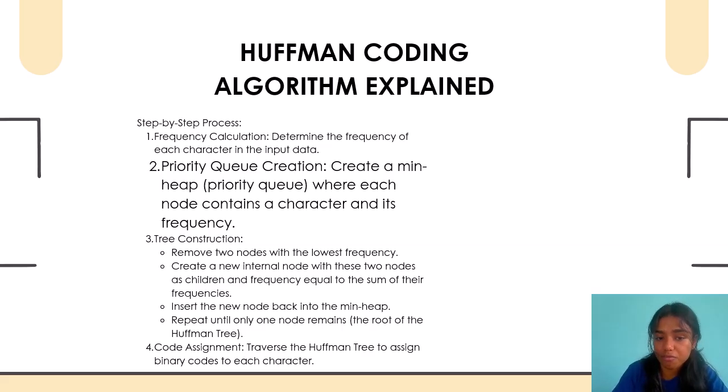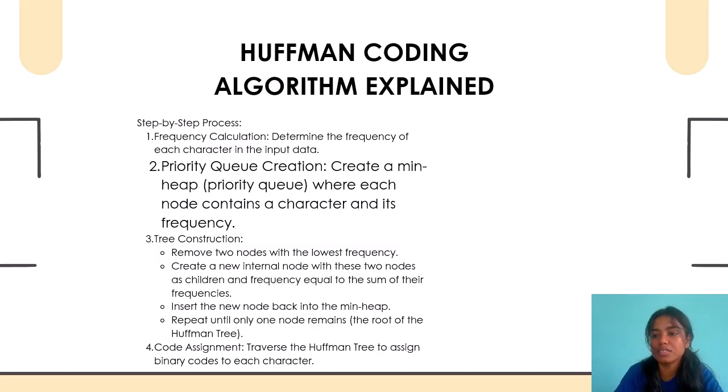Remove the two nodes with the lowest frequencies, and create a new internal node with these two nodes as children and a frequency equal to the sum of their frequencies. Insert the new node back into the min heap. Repeat until only one node remains, the root of the Huffman tree. The fourth step is code assignment. Traverse the Huffman tree to assign binary codes to each character.